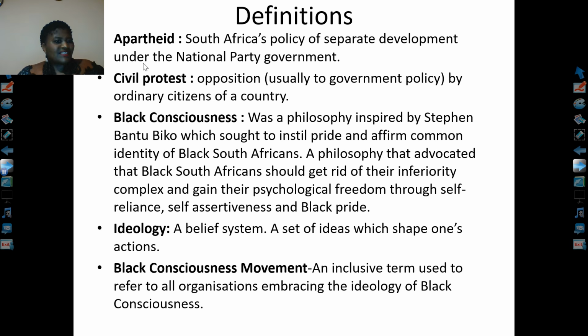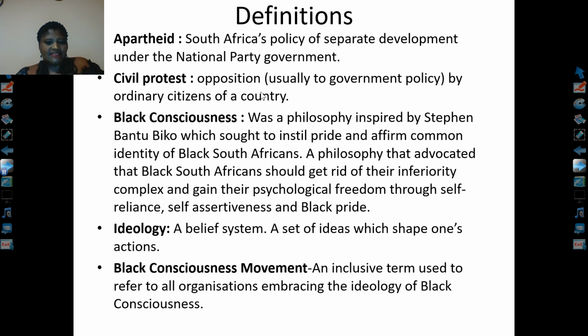This is not a new concept because you dealt with this topic in grade 11. Remember, it was done in term 3 and 4, which is apartheid South Africa, where you dealt with the resistance to apartheid. So this is not a new concept. So you are used to this policy of separate development that was implemented by the National Party government.